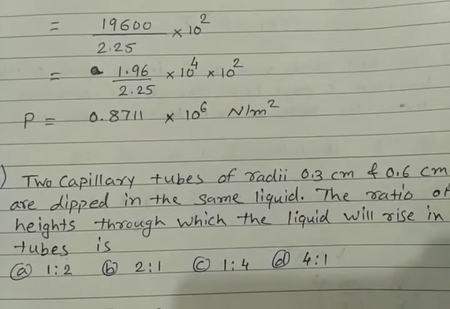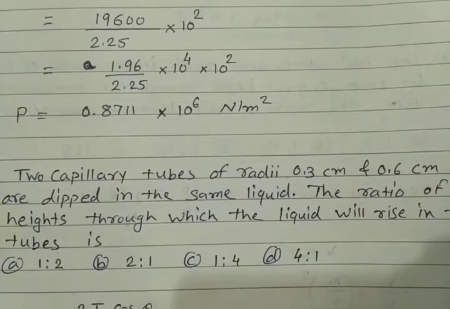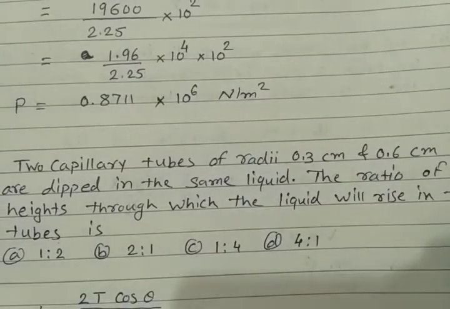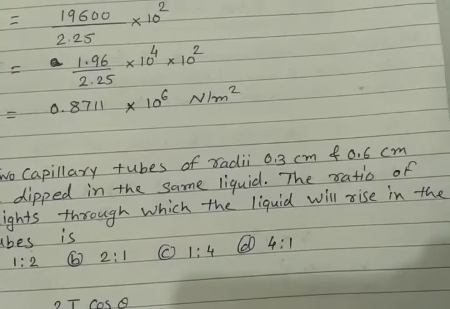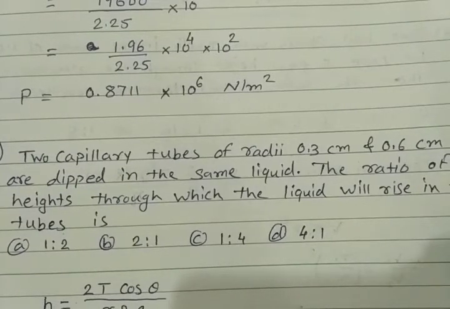Now the second MCQ. Two capillary tubes of radii 0.3 cm and 0.6 cm are dipped in the same liquid. The ratio of heights through which the liquid will rise in the tubes is: first option A is 1:2, second option B is 2:1, C is 1:4, and D is 4:1.